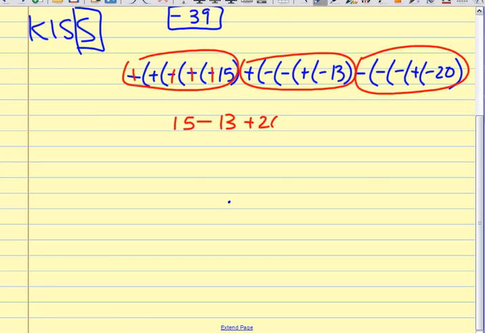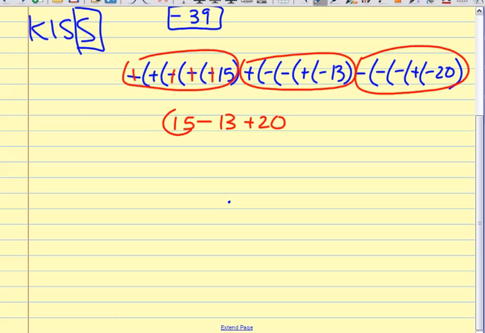Jack says positive 20. Does anyone disagree with that? How many negatives are in front of the 20? Remember, I only count negatives. How many negatives are in front of the 20, CB? 4. And is that an even or an odd number, Christina? Even. And what does even mean? Positive. Perfect.